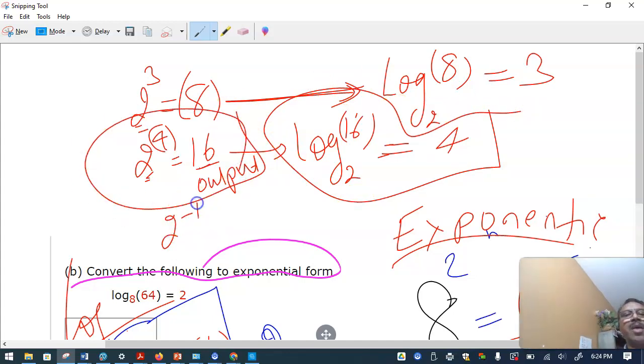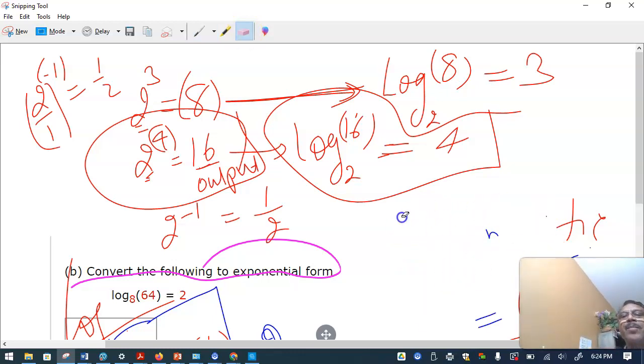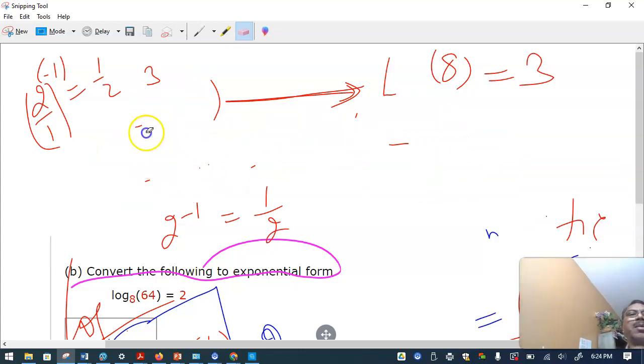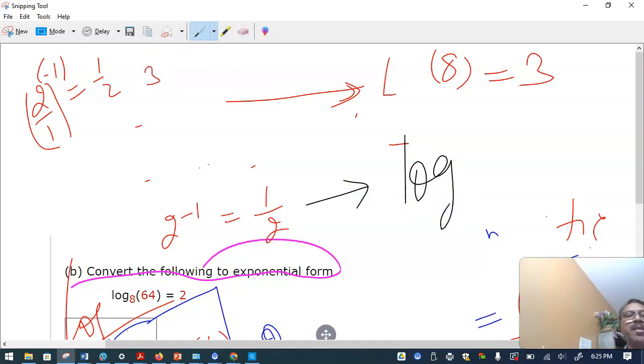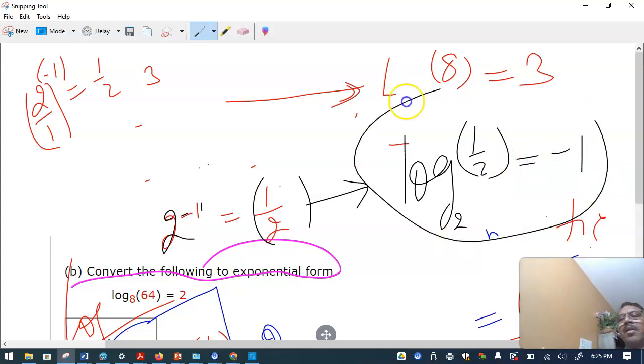If I write 2 raised to minus 1, we know it is going to be half, because that's how the inverse works. 2 raised to minus, what does this mean? It is the inverse of 2, the reciprocal of 2, because 2 is 2 over 1 and it becomes 1 over 2. Now, if I want to write this in the exponential form, how do I write this? It is a logarithm, and the base is this 2 which goes down, and the output is half. So this is the input, and the answer is minus 1. The input becomes minus.